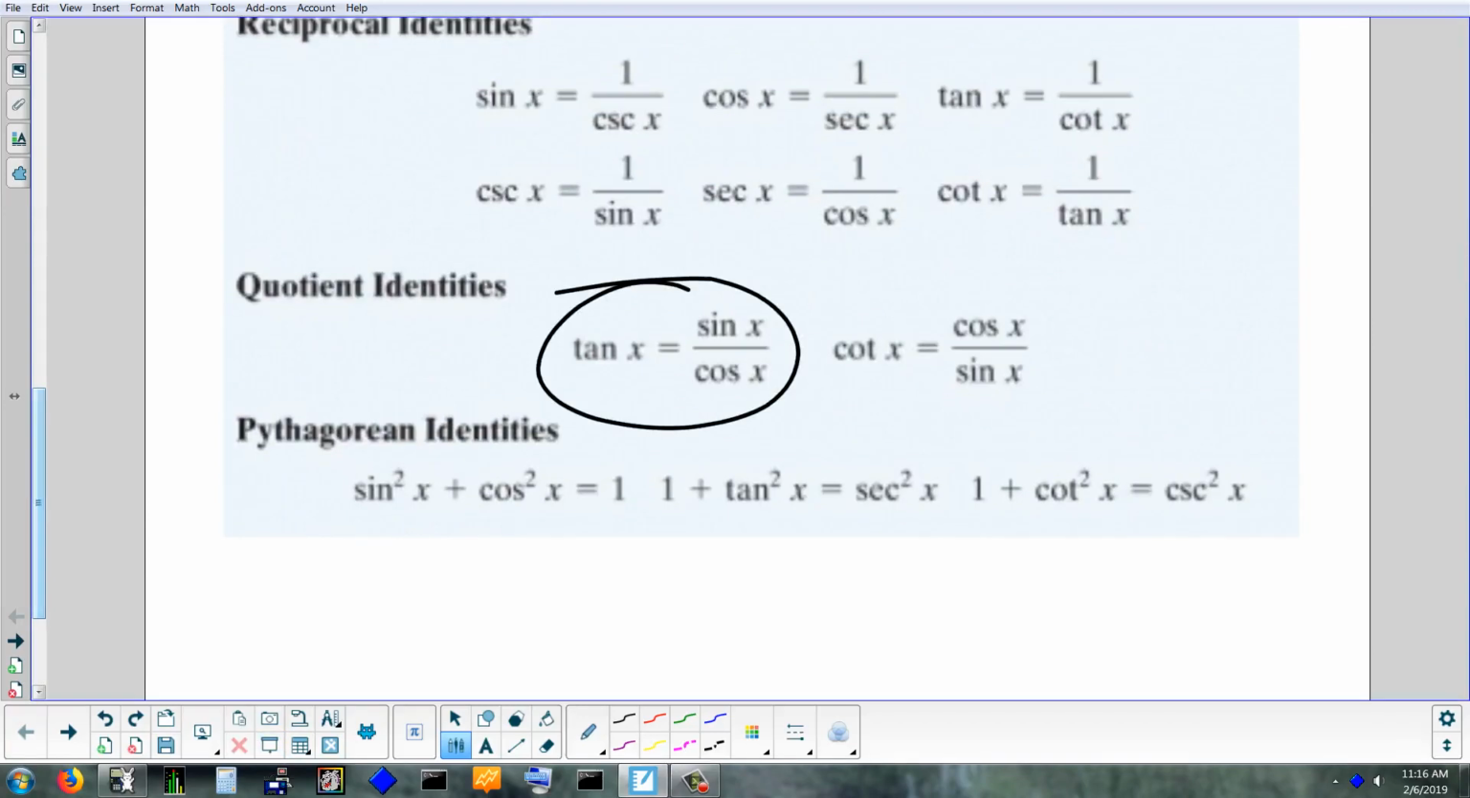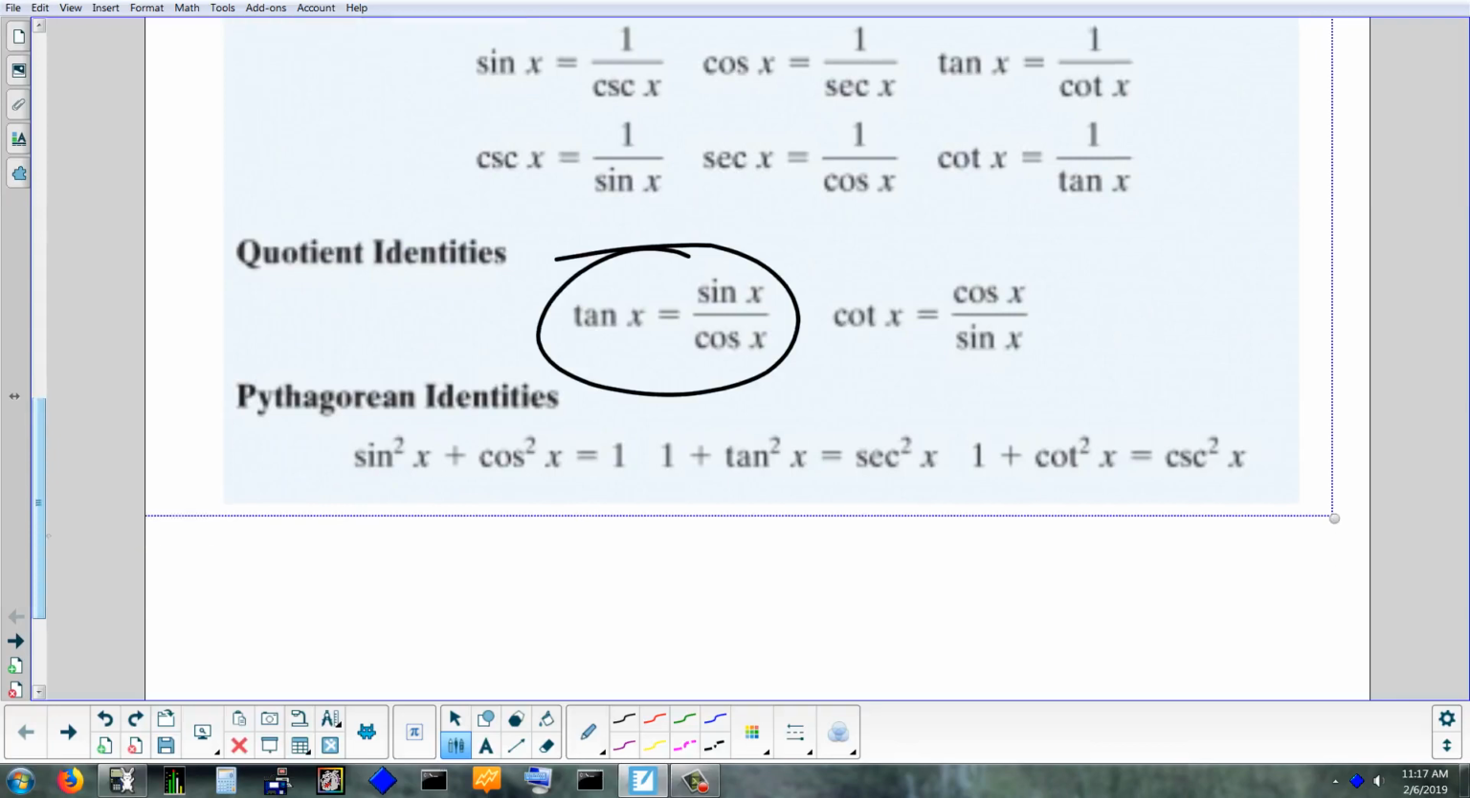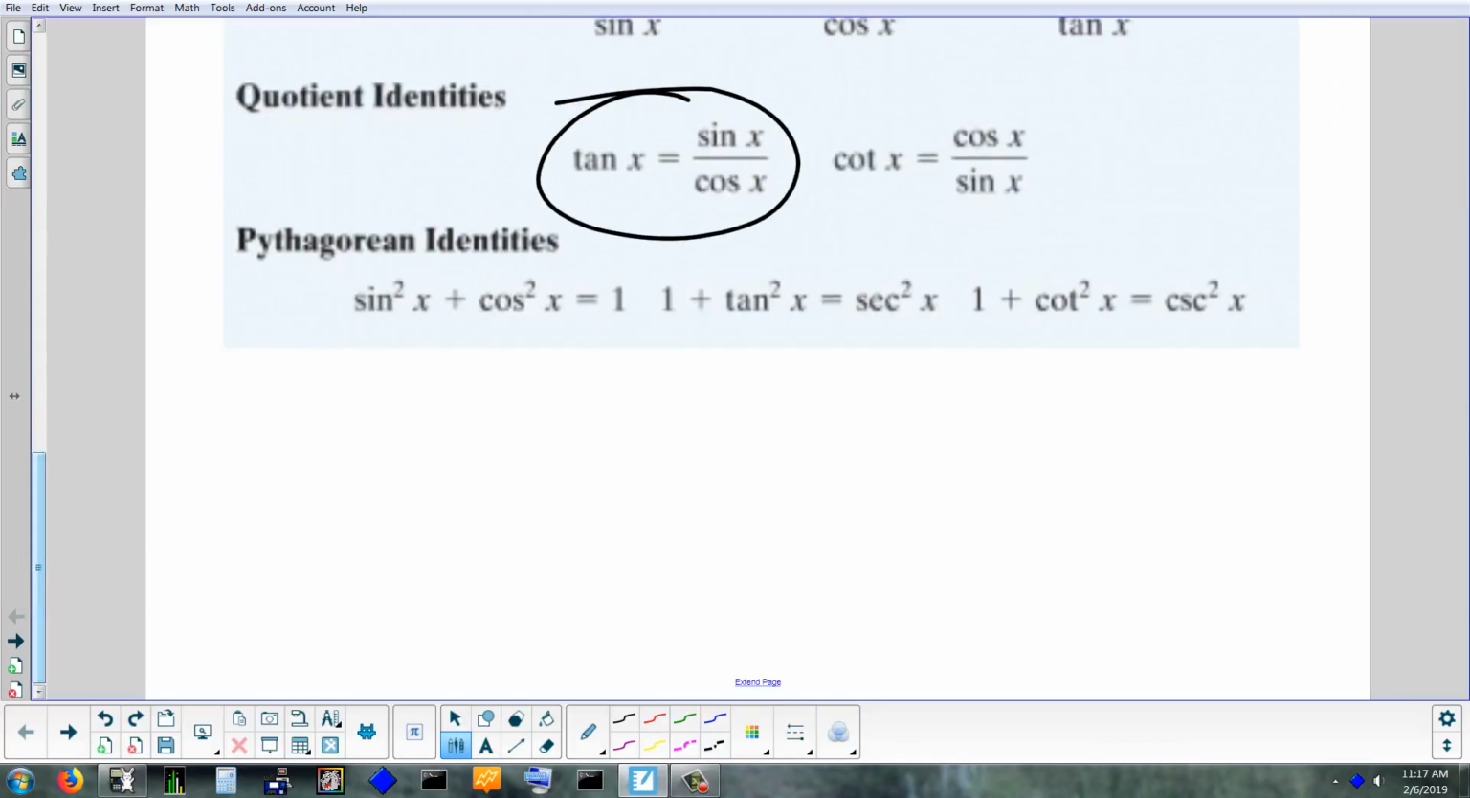Now, they used x's for all these. They didn't put any numbers in because these formulas are true no matter what numbers you put in. So I could say like the tangent of 12 equals the sine of 12 over the cosine of 12. The tangent of 52 equals the sine of 52 over the cosine of 52. It doesn't matter what number you plug in, it always works. And let's look at this one for a second. Sine squared plus cosine squared equals 1.